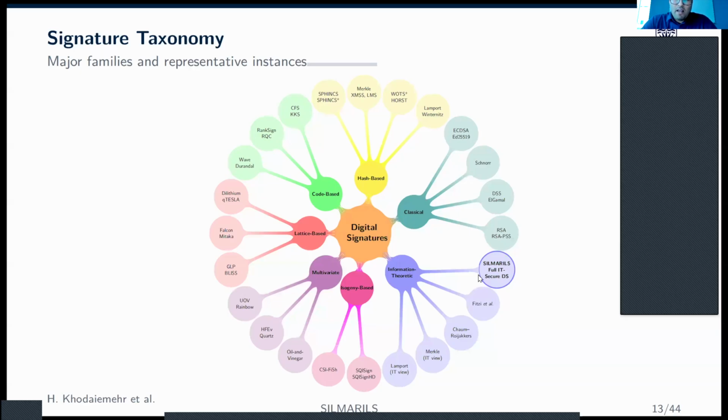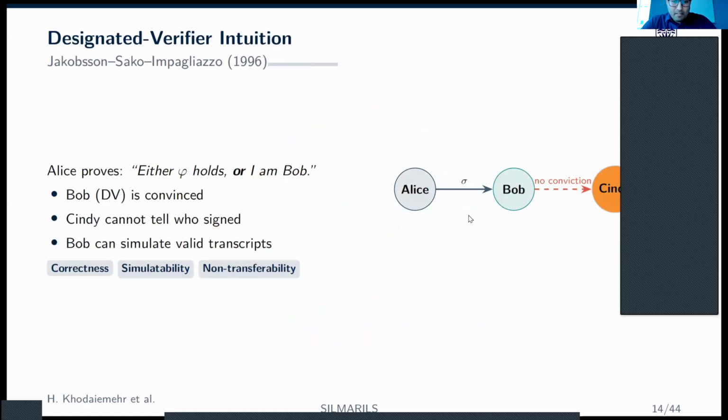So something that we have provided here is assuming a three-party model that relates SILMARILS to the information-theoretic signatures. This was a reminder about the classification of digital signatures.